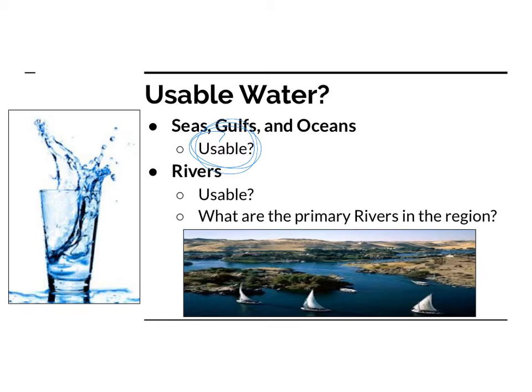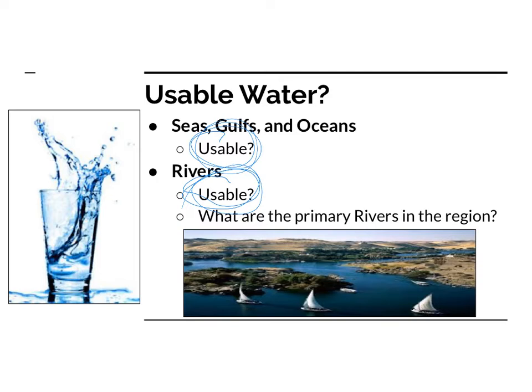But water that we find in rivers, is that water usable? And you tell me, is it something that you could drink? Is it something that you could water your crops with? Is it something that you can bathe in and cook with? Okay. And your goal also is to be able to identify the primary rivers in this region.